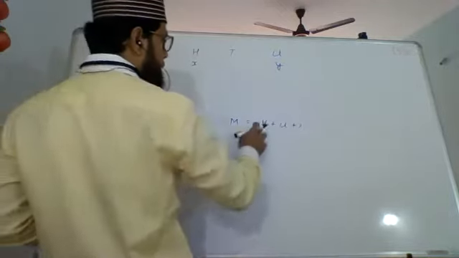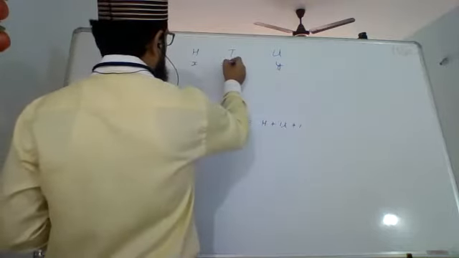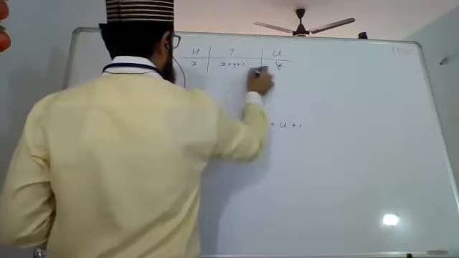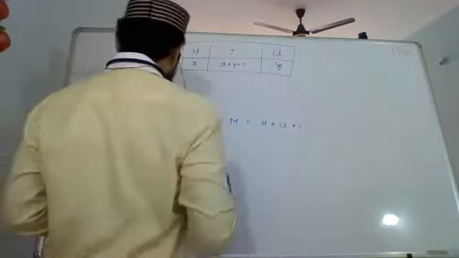So h plus t plus u plus 1... That means t equals x plus y plus 1. So this is your number. Okay, this is what it is going to come.